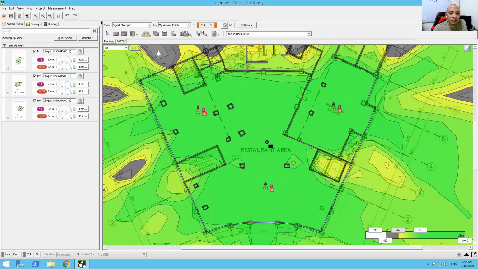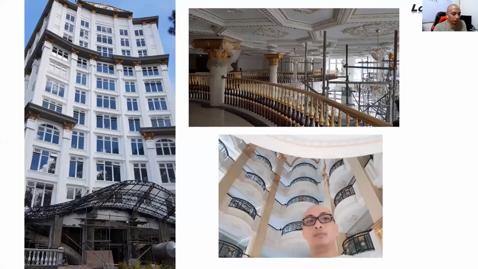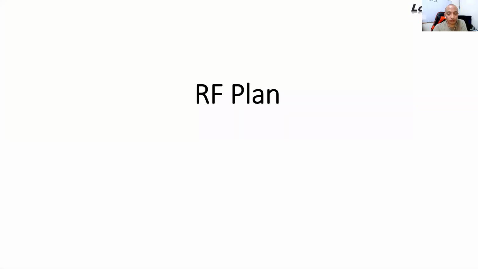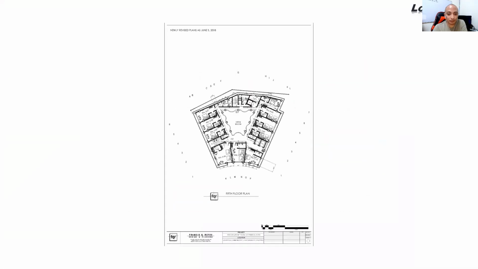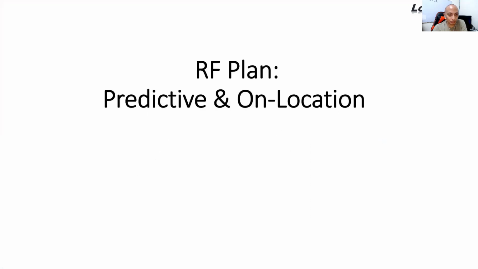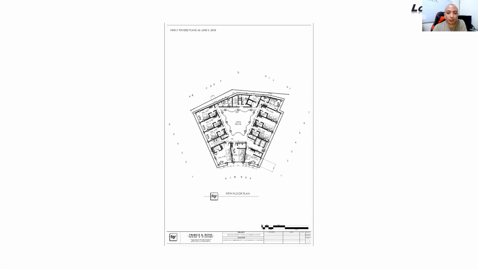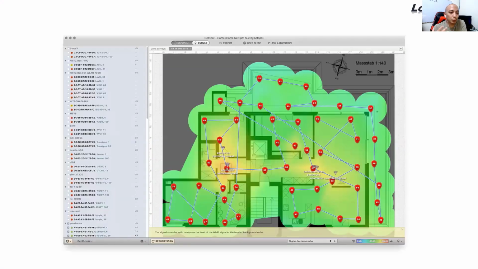Okay. But it's not really enough, okay, to just plan for the coverage of the Wi-Fi signal. You also need to plan in terms of the capacity. Okay, so that's predictive. Okay, we'll go with on location. On location is basically we do this whenever the infrastructure is already built. For example, there's already an existing hotel that has an existing Wi-Fi solution that is requesting us to improve their Wi-Fi signals because their customers are having issues connecting to their Wi-Fi.